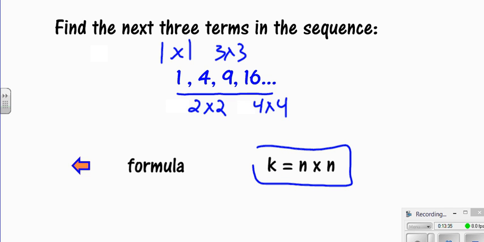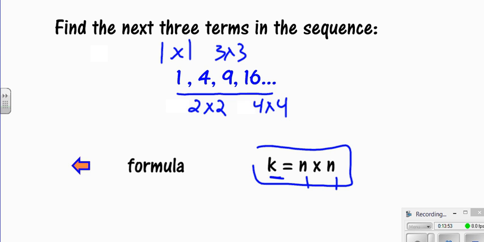Each term, the first term is n times n. If n is 1, then this is also 1. I get 1. And so I'm able to formulate that and recognize the pattern of that sequence. This is going to be the next number, n times n. And so we have that idea.